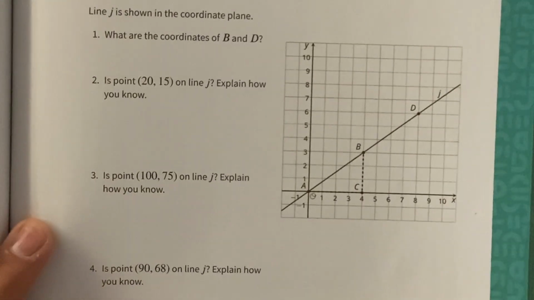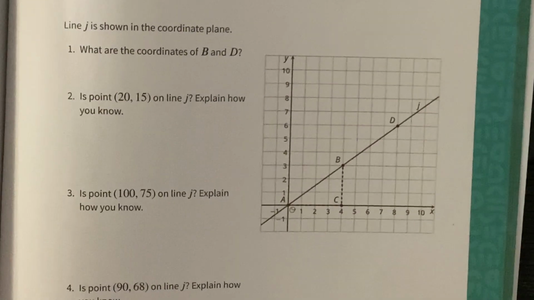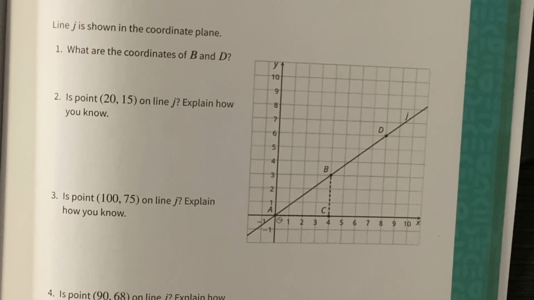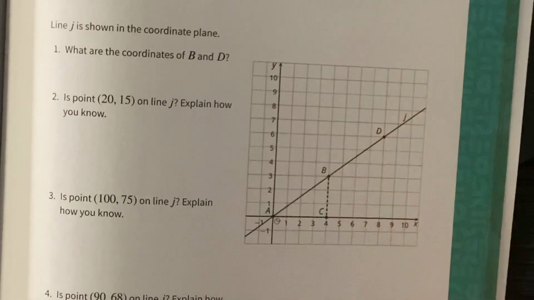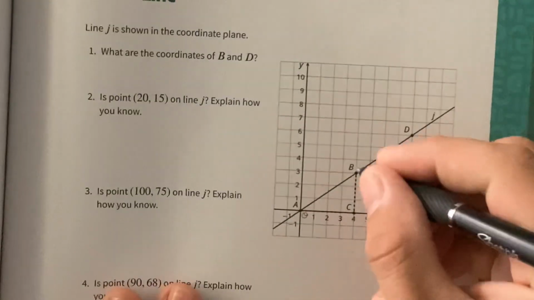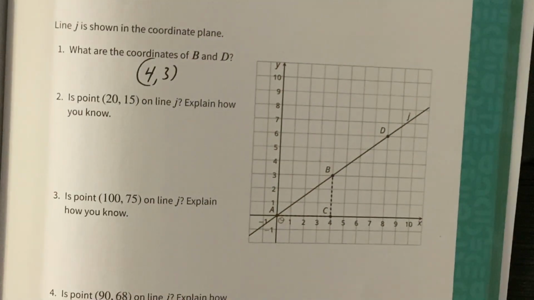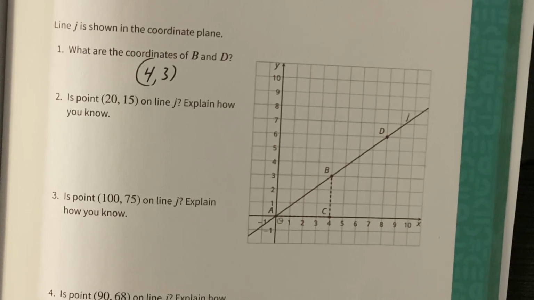All right, what we mean by an equation of a line, page 95. Line J is shown in the coordinate plane. What are the coordinates of B and D? B is 3, 4. Remember the x coordinate comes first, so 4, 3. And D, 8, 6.